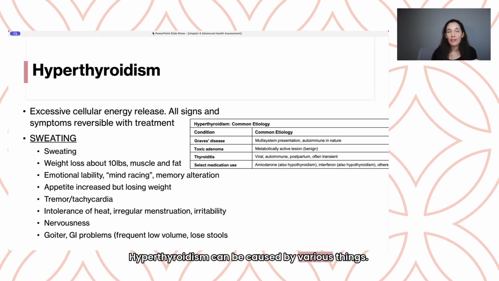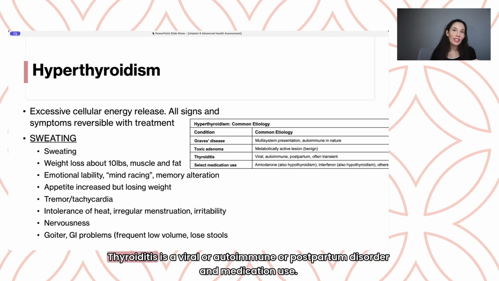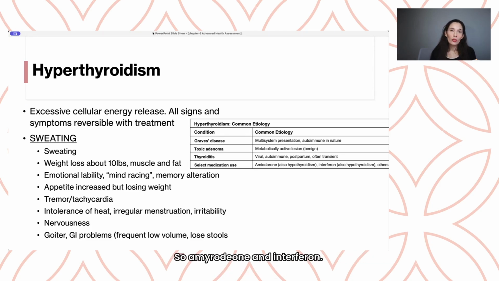Hyperthyroidism can be caused by various things. The first is Graves' disease, which is autoimmune in nature. Toxic adenoma is a metabolically active lesion that is usually benign. Thyroiditis is a viral, autoimmune, or postpartum disorder. And medication use, so amiodarone and interferon.